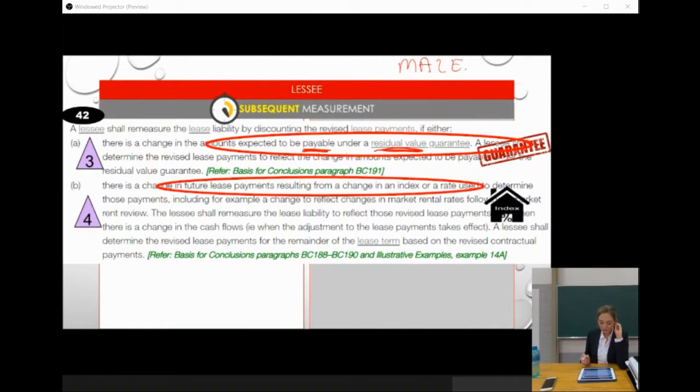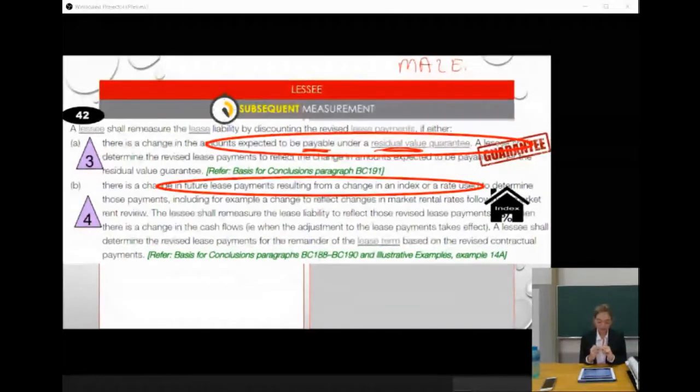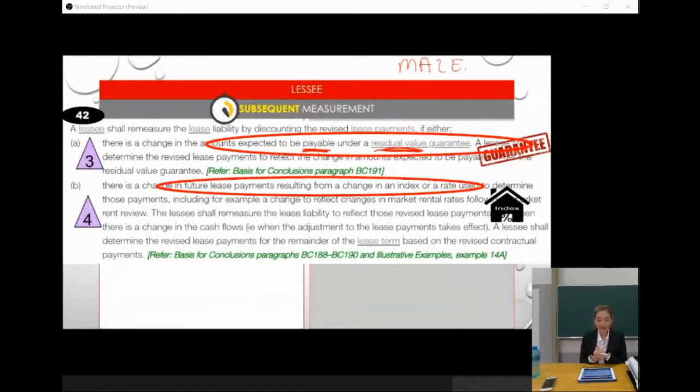And the second one has to do with when we have variable payments that are linked to an index or a rate. And now that index or rate changes, therefore our lease payments are going to change, and that's going to affect our lease liability. So the reason why I call them the male reassessments is because you know how males are. A man will say, "But I expected that this is probably going to change the amount that we're going to have to pay under the residual value guarantee."